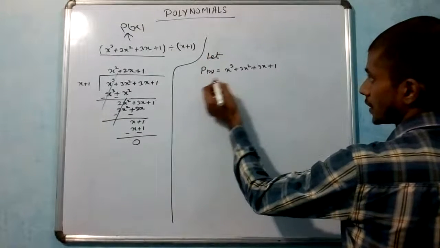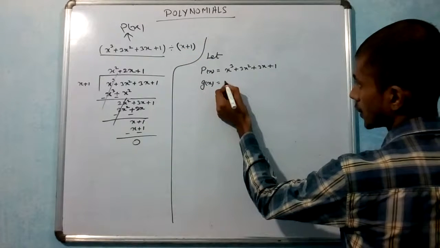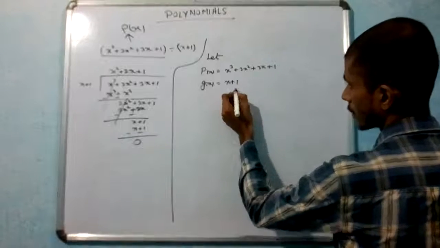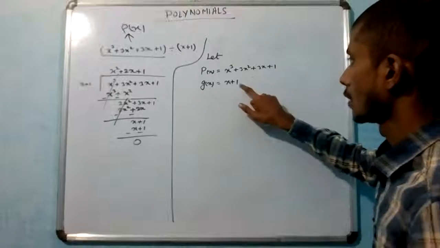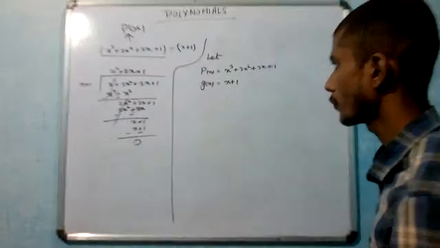Let p(x) be this, and we are dividing it by, suppose, g(x). So g(x) is how much? x plus 1. We have named it. Now what will be the zero for this? Do you know the zero of this polynomial? Can you find it?